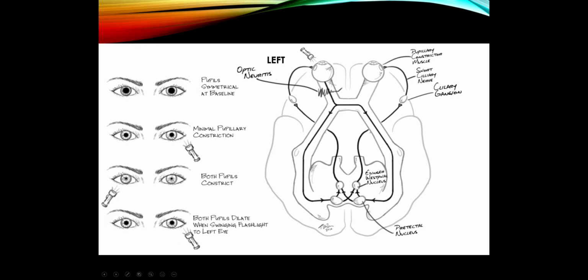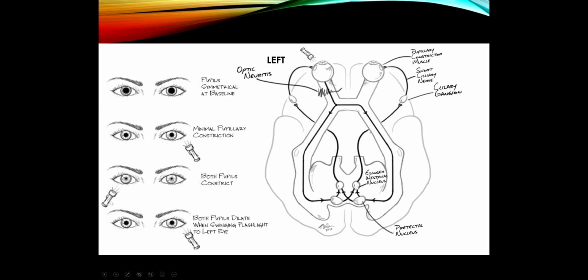Now, let's say we shine the light here in the left eye, and depending on how much light gets in, if it's only 10%, they won't constrict too much, but here you can see both pupils get a little smaller.